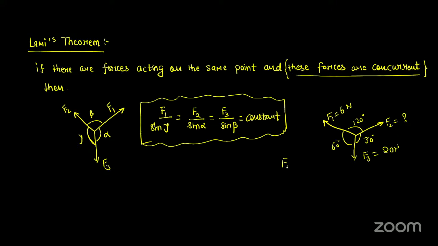So F1 upon sine 30, the angle between other two forces, will be equals to F2 upon sine of the angle between other two forces, where the unknown force is F2. So F1 we already know 6 Newton, sine 30 is 1 by 2. F2 we don't know, F2 we have to calculate. Sine 60 will be root 3 by 2. This and this will cancel out. So we can say F2 will definitely be 6 root 3 Newton.